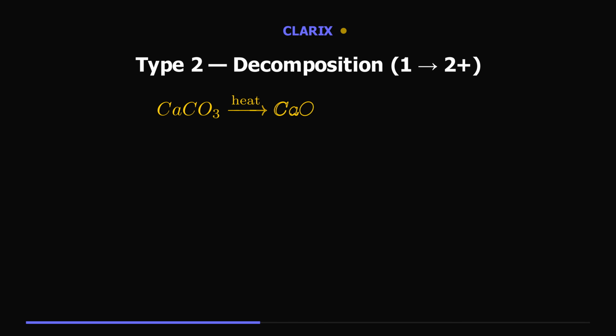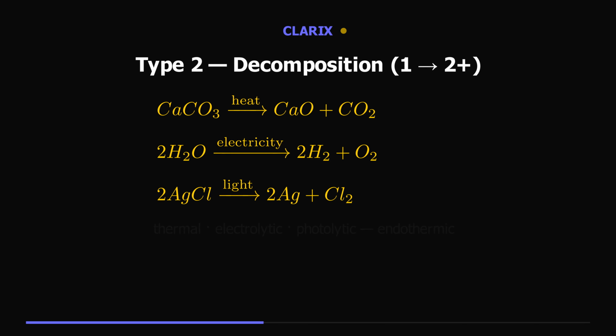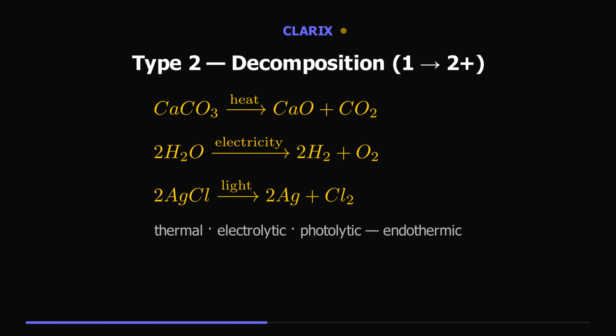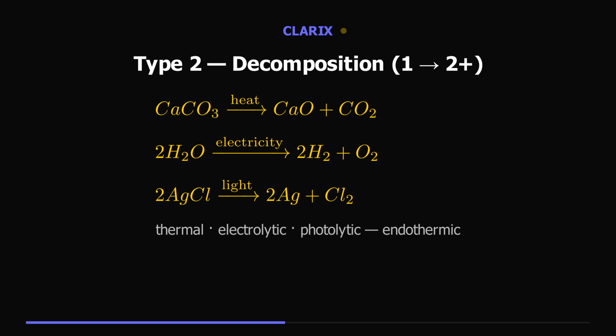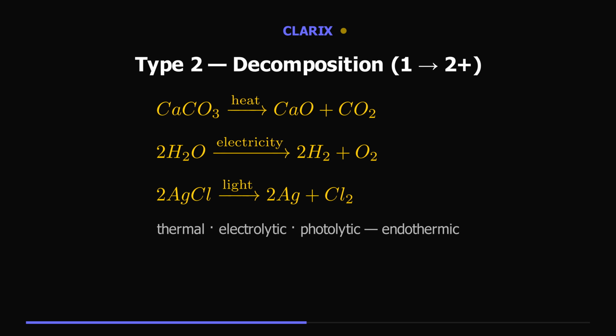Type 2, decomposition, the opposite of combination. A single reactant breaks down into 2 or more products, usually when you supply energy. Heat calcium carbonate, limestone, and it gives calcium oxide plus carbon dioxide. That's thermal decomposition. Pass electricity through water and it splits into hydrogen and oxygen, electrolytic. And silver chloride goes gray in sunlight, breaking into silver and chlorine, photolytic. These absorb energy, so they're endothermic.